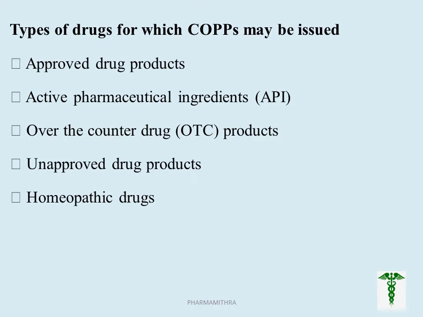So we want to know the types of drugs for which we want to get this certificate of pharmaceutical product. If the product comes under the category of approved drug products, as well as API, active pharmaceutical ingredient, we want to get the certificate. We also want to get this COPP certificate for the OTC product, unapproved drug product, as well as homeopathic drugs.